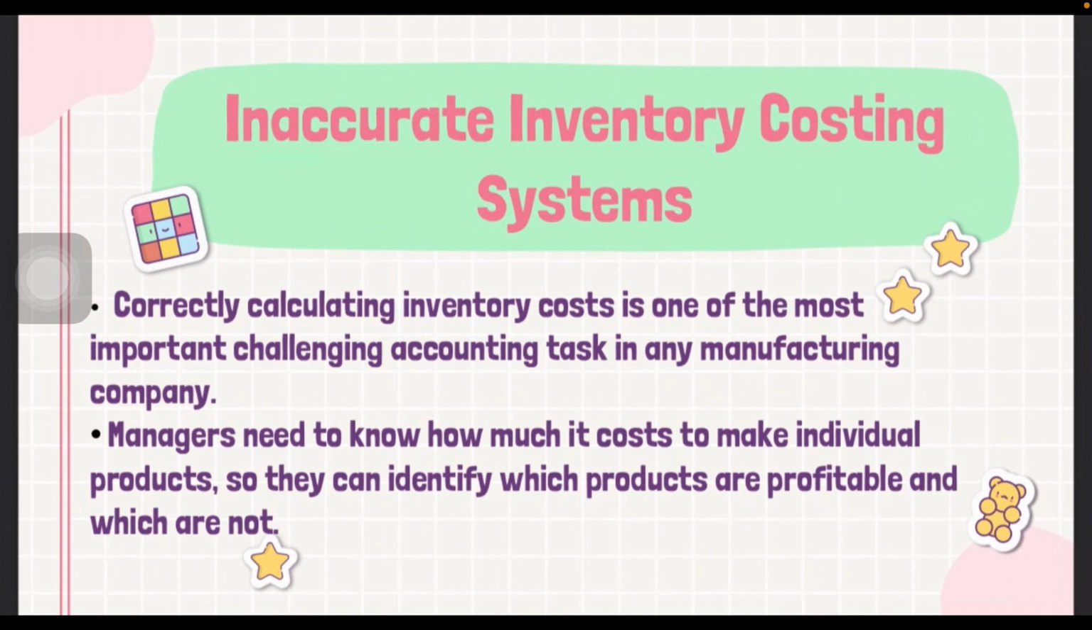So next is inaccurate inventory costing system. Inspecting inventory cost is one of the most important and challenging accounting tasks. Managers need to know how much it costs to make individual products, so they can identify which products are profitable and which are not. An ERP system can help improve the accuracy of inventory cost accounting. Finally, we will discuss the rationale behind activity-based costing as a method to further improve the accuracy of inventory cost accounting.